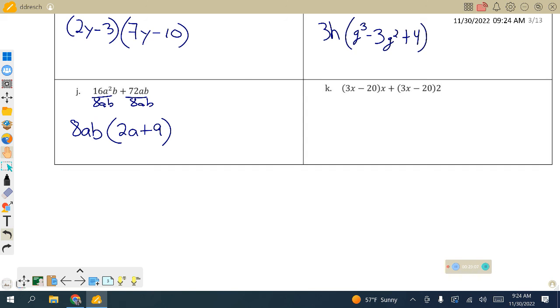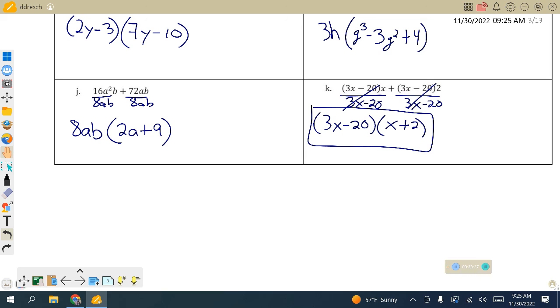What's the GCF staring you in the face then? 3x. If I take that away from the first term, we're left with just x. And we're left with just 2. Correct.